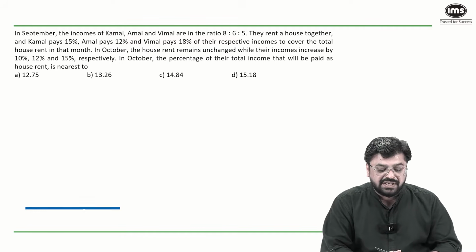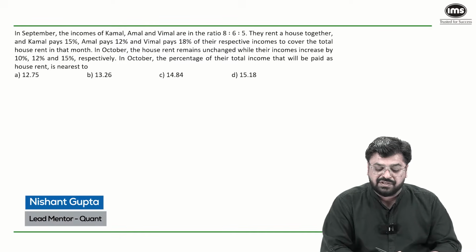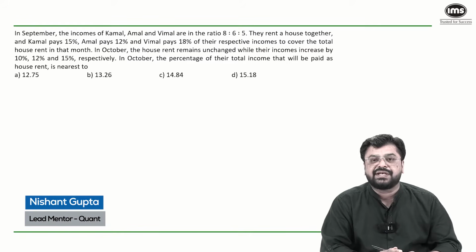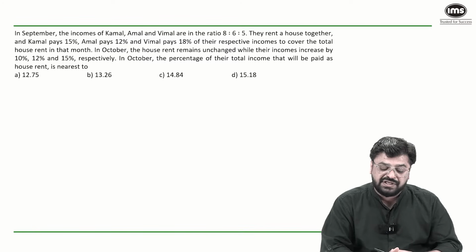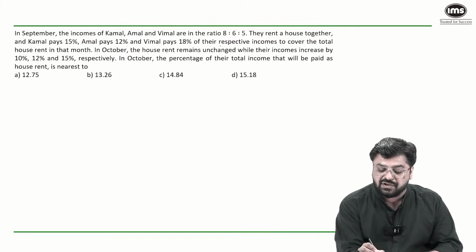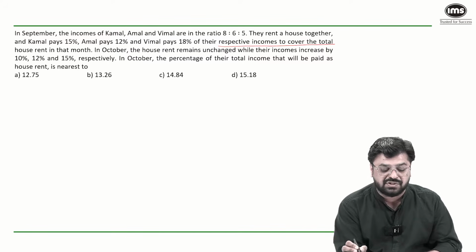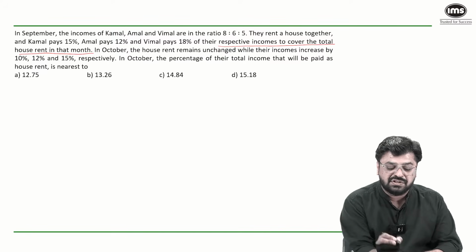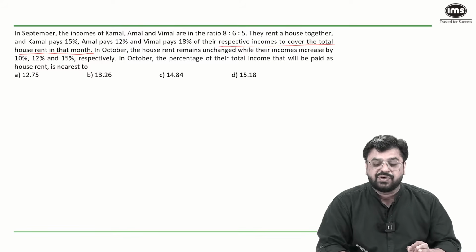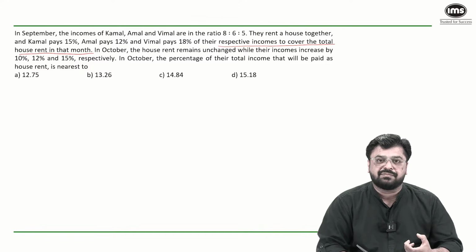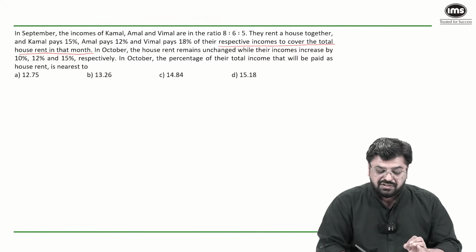In September, the incomes of Kamal, Amal and Vimal are in the ratio of 8:6:5. They rent a house together and Kamal pays 15%, Amal pays 12% and Vimal pays 18% of their respective incomes to cover the total house rent in that month. So they are paying 15, 12 and 18% of their income to pay the total rent.